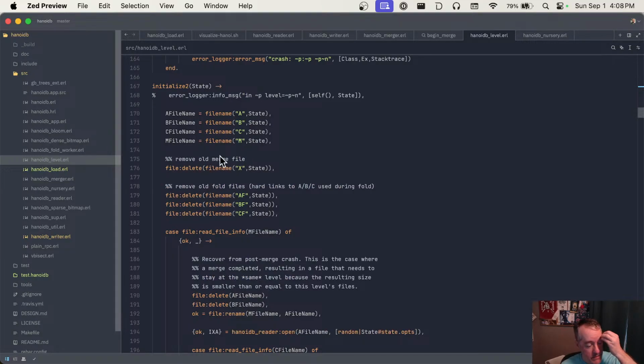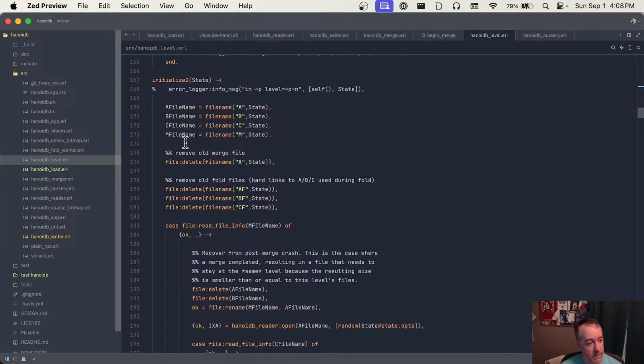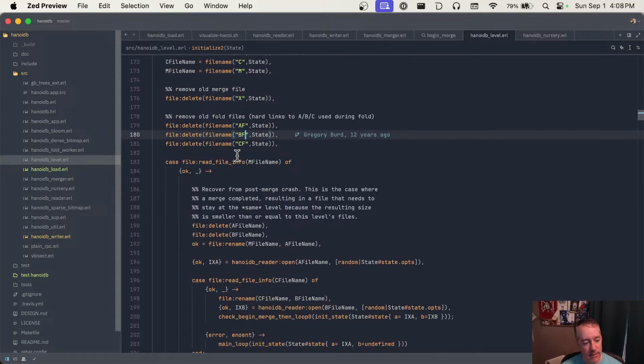Okay, so there's a lot in here. This is interesting. When it's starting up, it's constructing file names for each of the potential files that could be open. And it's removing the X file, which is the file that was being merged into, if it's present. And then there are these files that are used for folding over keys. If you're trying to scan, it does it with hard links so that you can continue to write while your scan is going on.